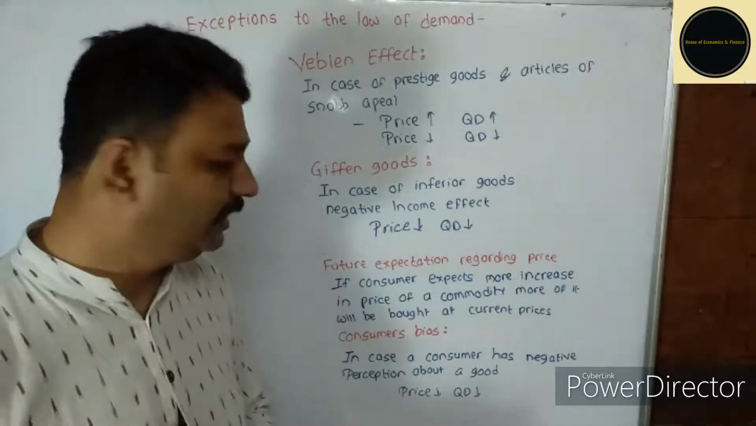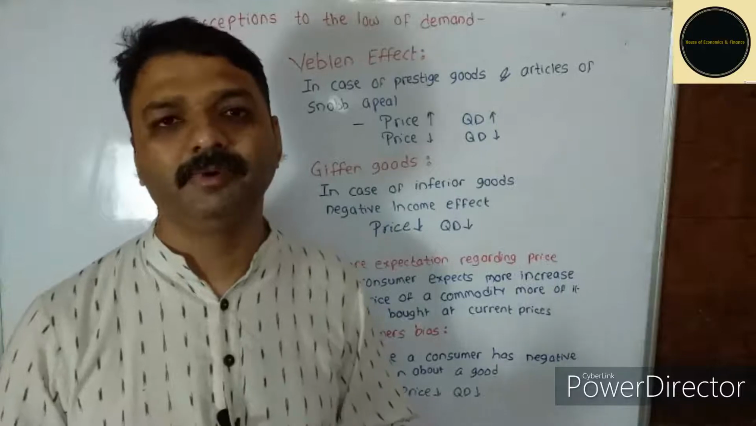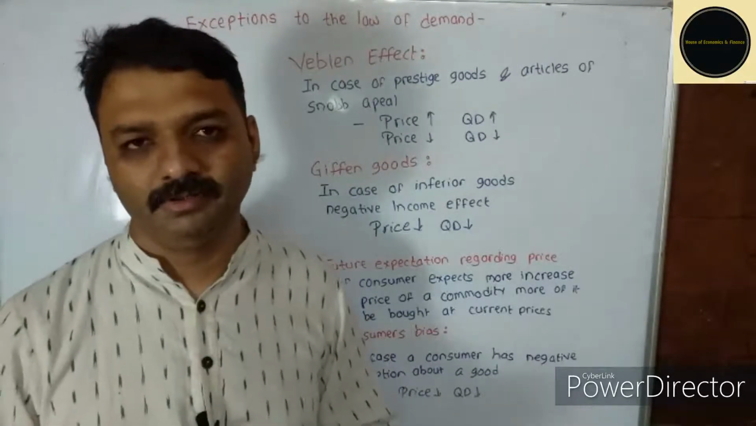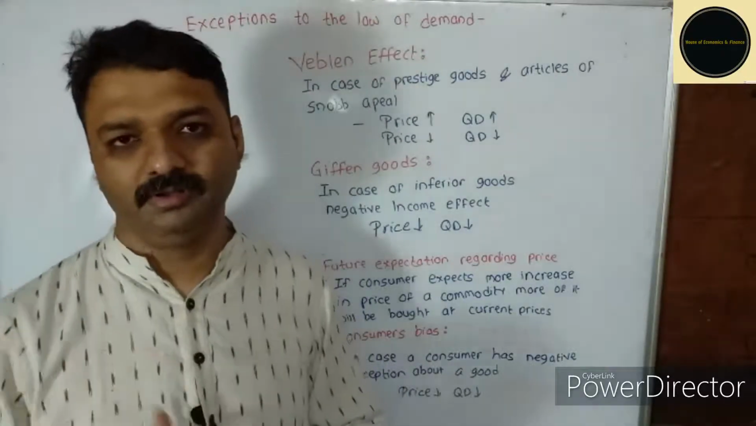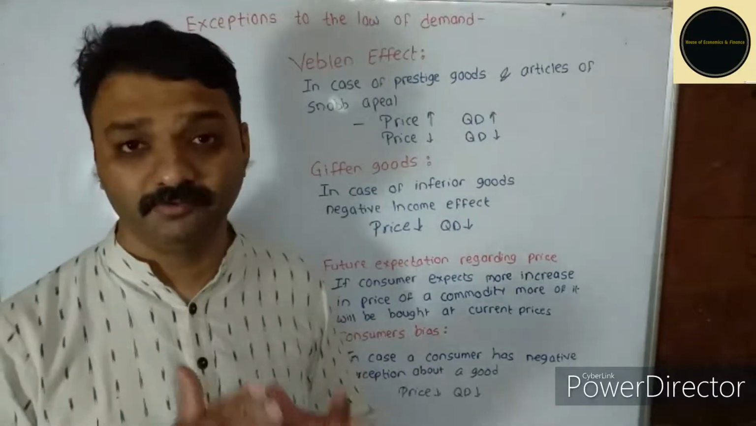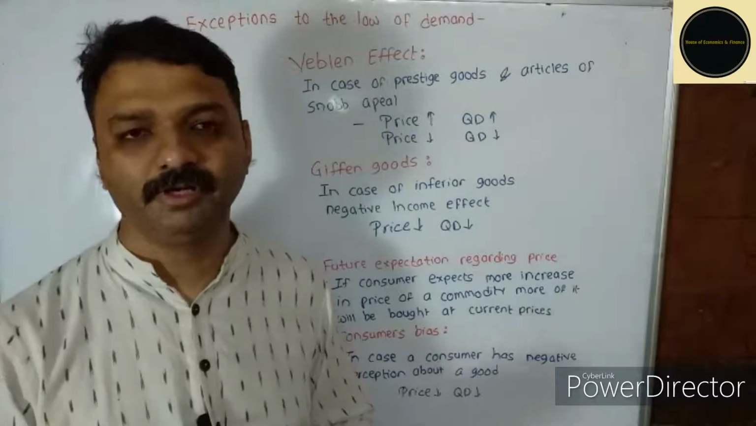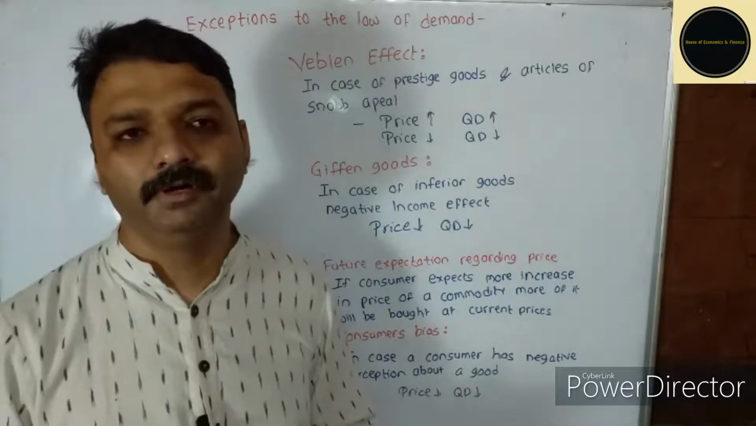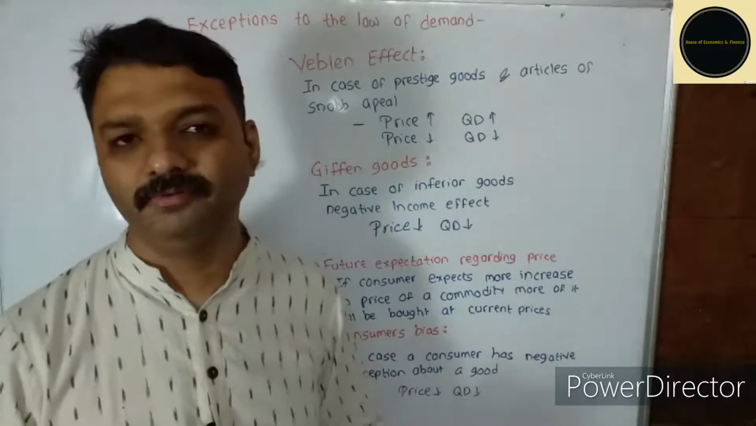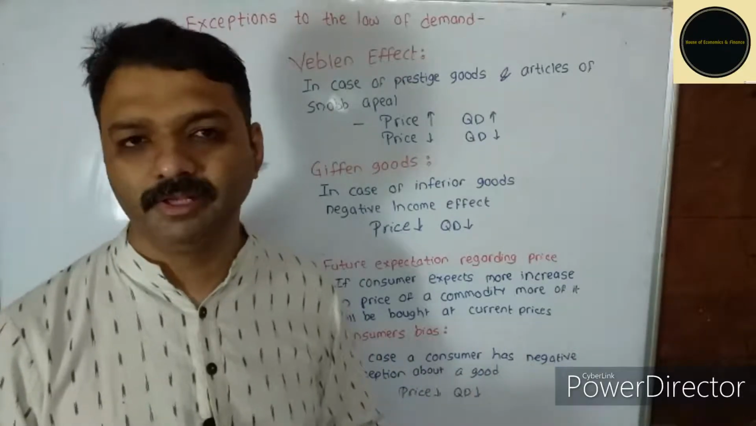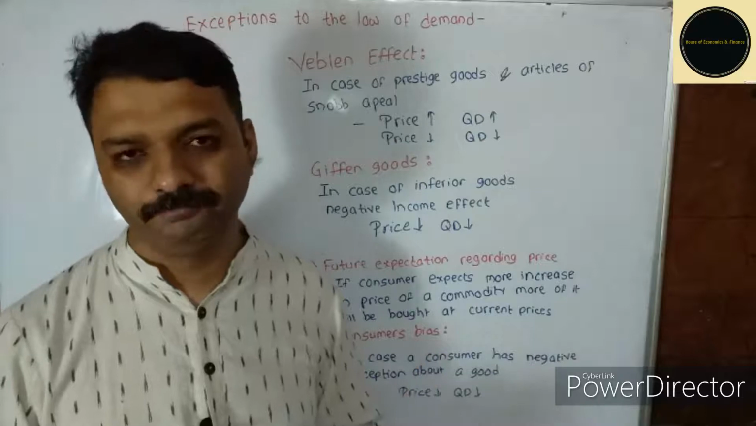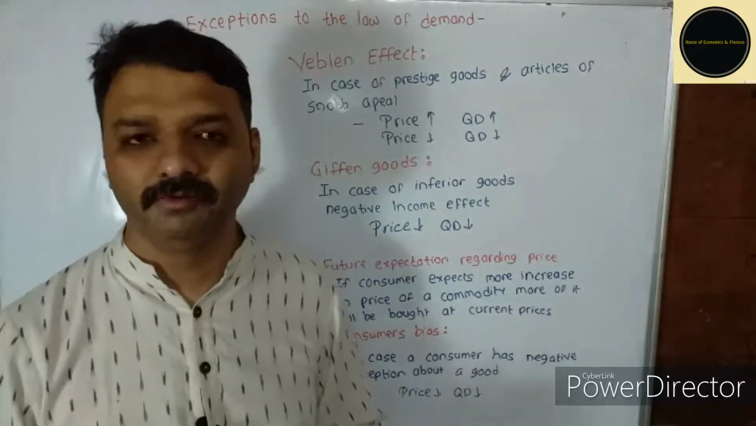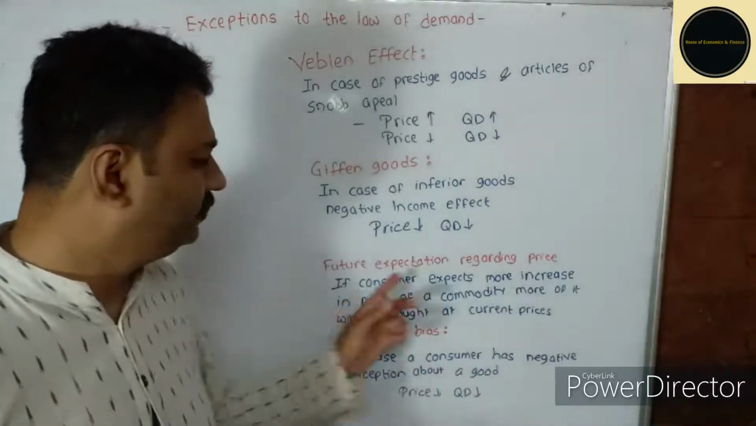Further, future expectations regarding prices. That is to say, if the prices are rising and the consumer expects that the price will rise further, then he will buy more of a commodity because tomorrow the price will be more than what it is today. That is his expectation. You can see that in the stock market, or in capital markets. If the price of shares of a particular company is rising, people tend to buy more of it. That is because they expect the price of that share to increase even more. So that is a future expectation regarding prices.